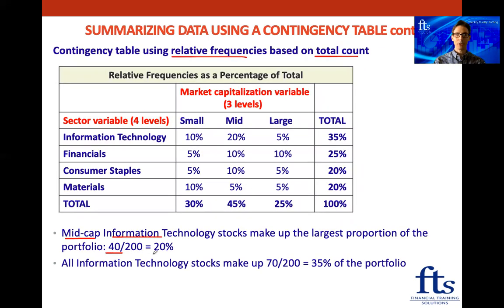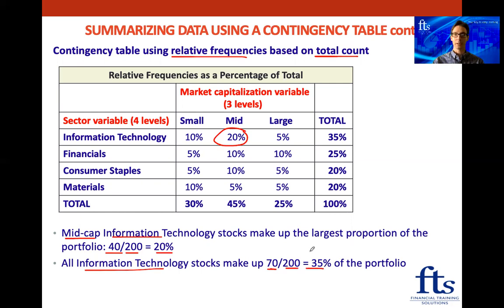Divide by the total of 200. So we can see that they now make up 20% of the portfolio. They make up the largest proportion of the portfolio, the mid-cap IT stocks. And then if we want to see what about all of the IT stocks? Well, they make up 70 out of 200, which is 35% of the portfolio.